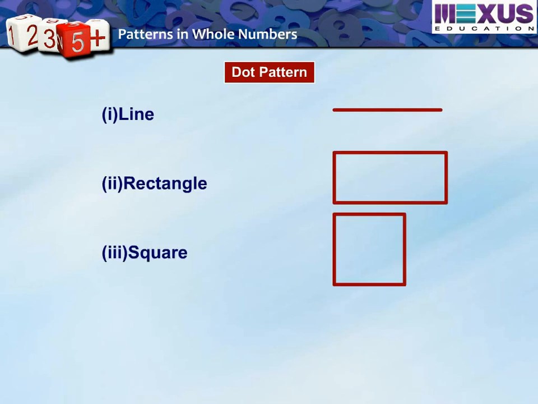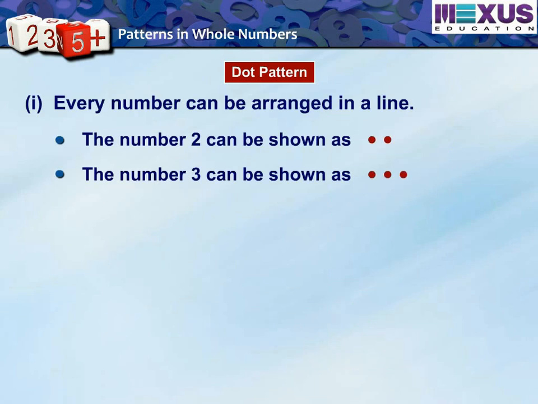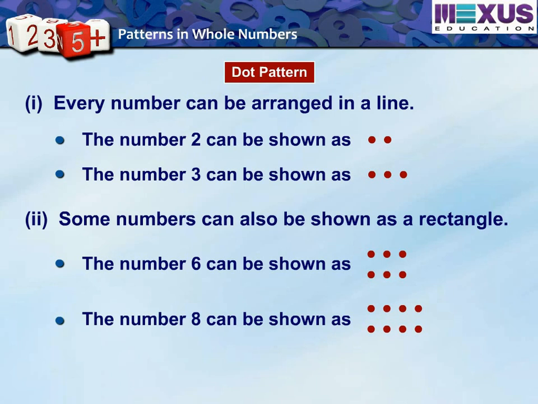Let's make patterns by arranging the numbers in elementary shapes made up of dots. The shapes we would make are a line, a rectangle, a square, and a triangle. Every number should be arranged in one of these shapes. No other irregular shape is allowed. Every number can be arranged in a line. Some numbers can also be shown as rectangles.